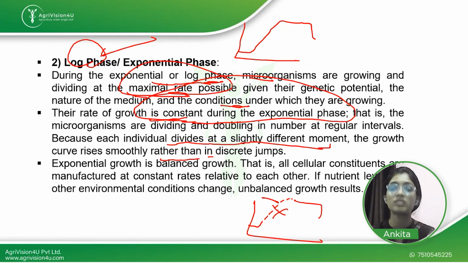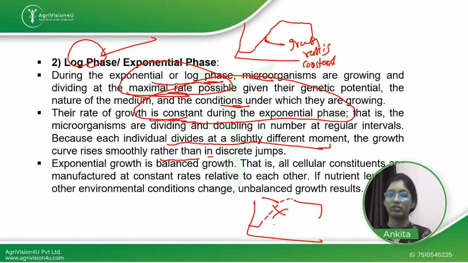Why does it not look like this? Because you will have the smooth increase. Why smooth increase? Because the growth rate is constant. If your growth rate is not constant, then your curve will look like this, in a discrete nature, not a continuous nature.